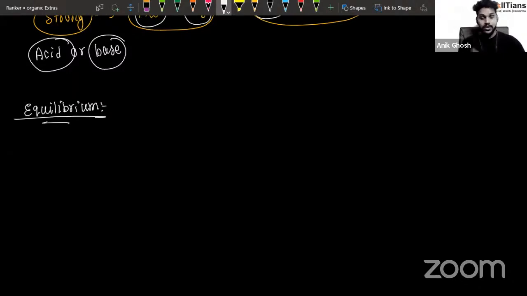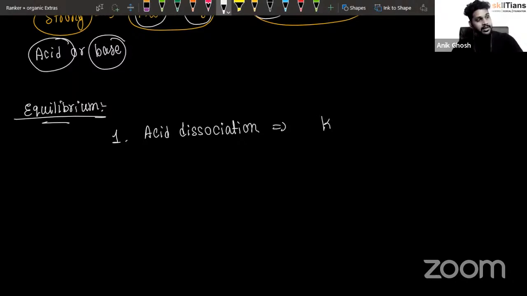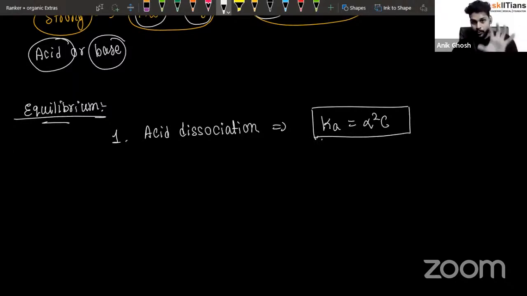So now what would you do? Your target would be just learning 4 formulas which are out there. So first is the formula of acid dissociation. Remember that part where you have Ka equals alpha square C, this formula. From how you are getting alpha and all that part, you just go through that part.